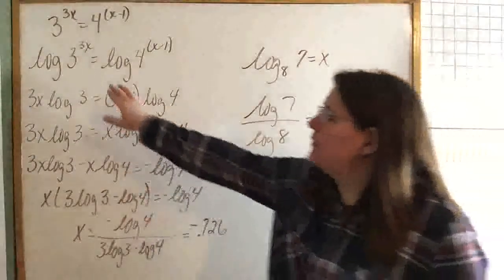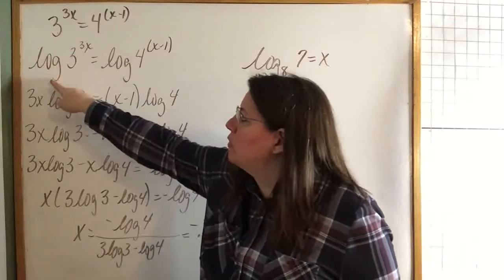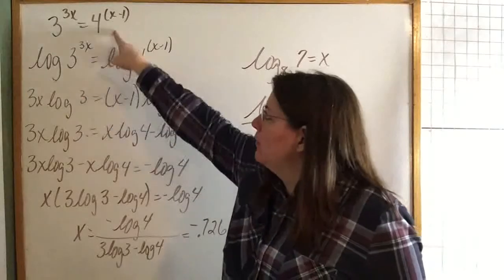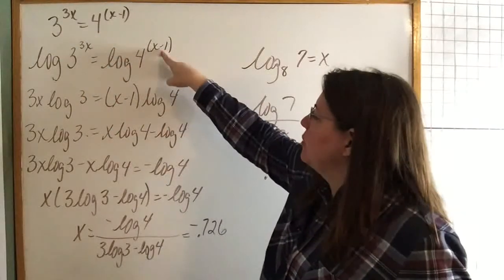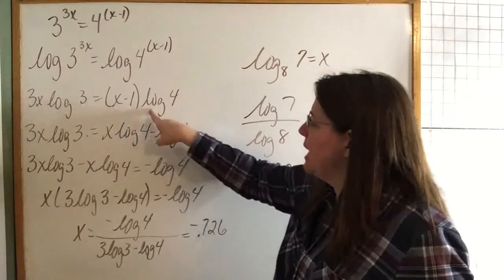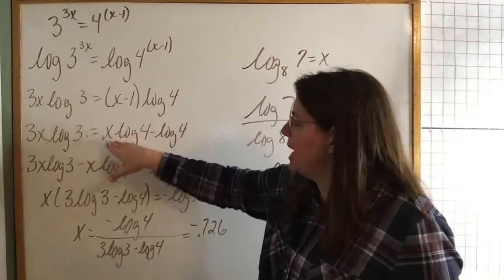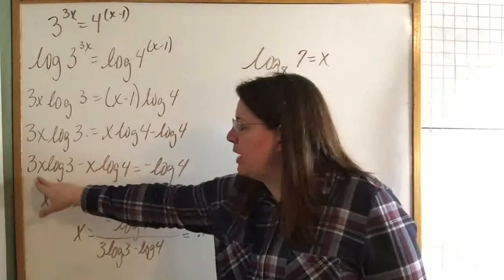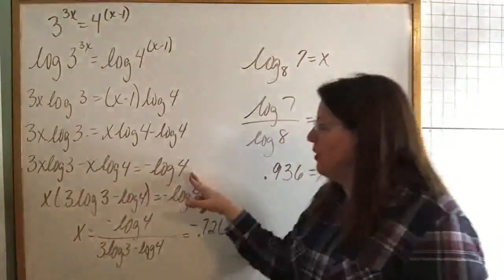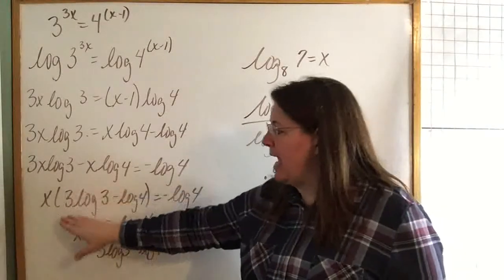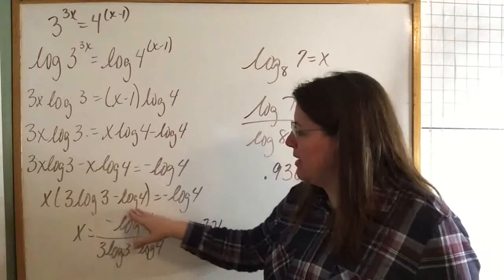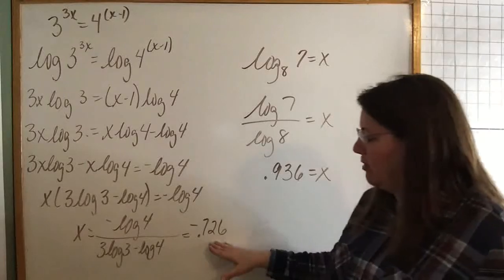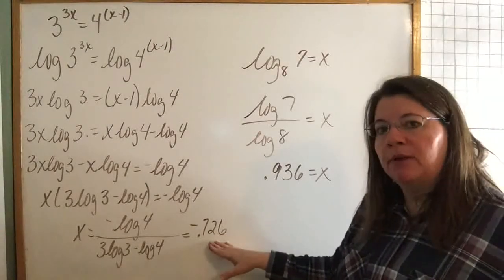And for your answers here, I put a log in front here, so log 3 to the 3x. If I use my properties, I have 3x log 3. Over here, I have log 4 to the x minus 1. If I use my properties, I have x minus 1 times log 4. I distribute it here, giving me x log 4 minus log 4. I move the x log 4 to the other side. So I have 3x log 3 minus x log 4 equals negative log 4. I'm going to distribute out the x, leaving me with 3 log 3 minus log 4, which is what I divide on this side. And that gives me an answer as negative 0.726 when I plug that into Desmos.